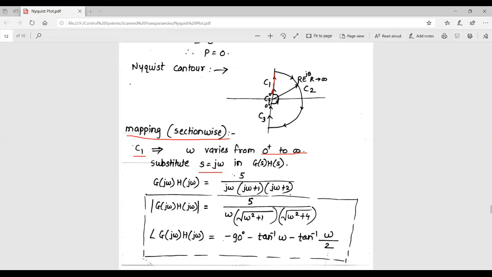Now repetitively I need to put this slide, otherwise we will have to remember exactly which section belongs to which part, right? So this is the section C1, and you can see that section C3 is nothing but similar to section C1 on the other side of the real axis. So whatever Nyquist plot or polar plot we get for section C1, for C3 we are going to get the mirror image of that.